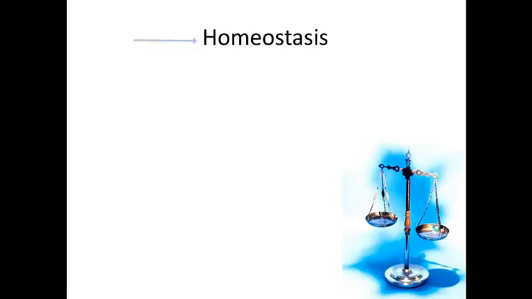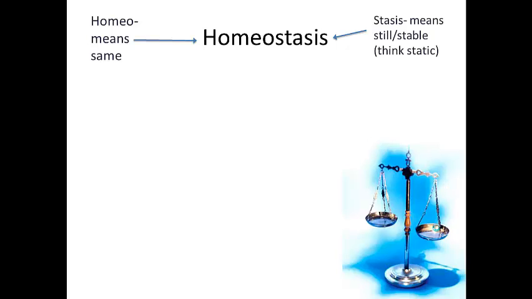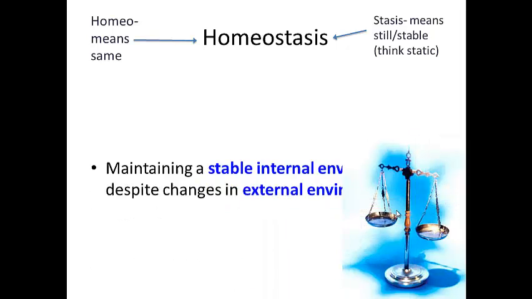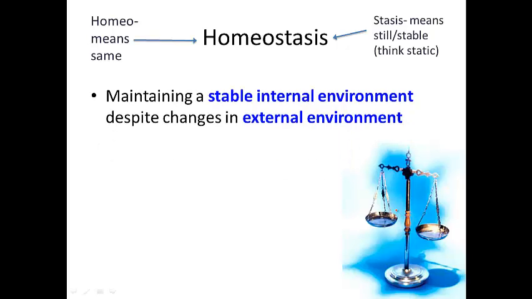So homeostasis is this really important term that you're going to see all over the place. Homeo or homo means the same, and stasis means to stay still or stable. So this literally means to stay the same or to stay stable in the body. So a fancy way of defining homeostasis is maintaining a stable internal environment, meaning the inside of your body, even though things are changing externally, outside of the environment.